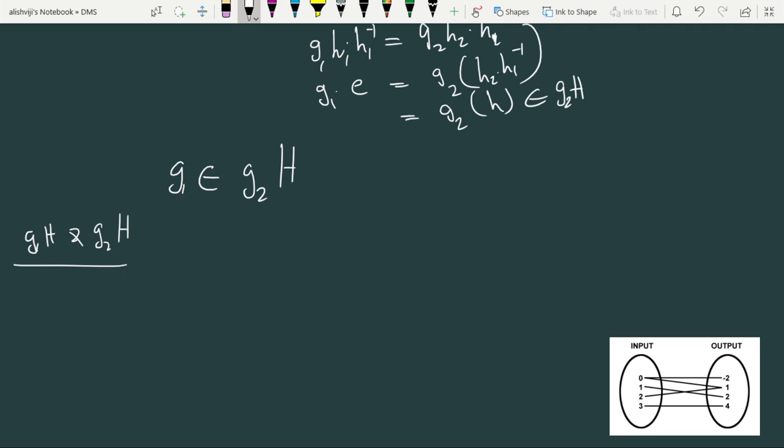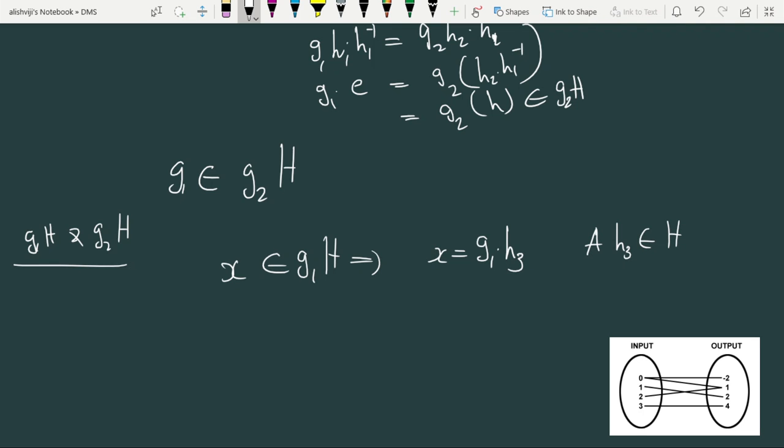So let the arbitrary element be some x. Let x belong to G1H. Since it belongs to G1H, x can be written as G1 times some element of H. We already used the terms H1, H2, so let us write it as some H3. X is equal to G1 H3 for some H3 belonging to H.